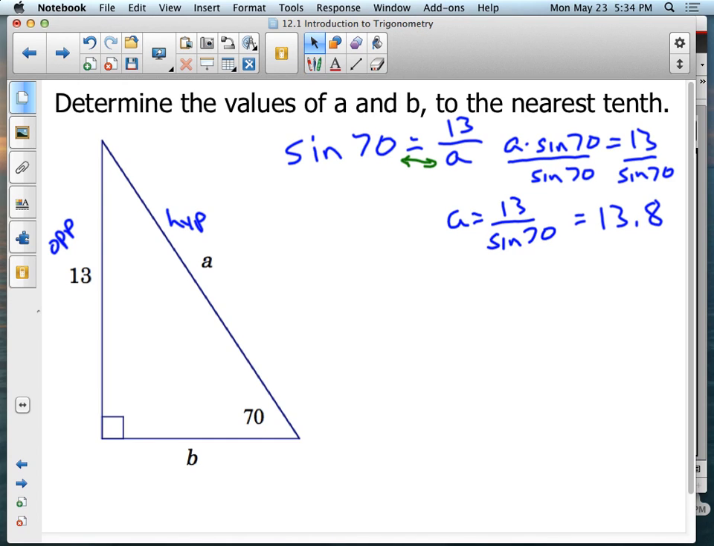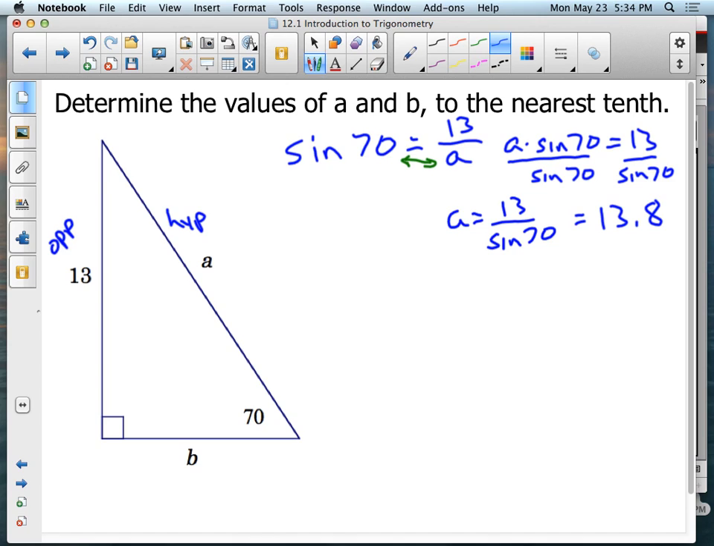So see if you can write and solve a trig ratio to find the value of b. I know you might be saying, oh, I could do Pythagorean theorem here. You're right, you could. Let's practice trigonometry. We need practice doing trig. So maybe take a moment, solve this, and then come back.